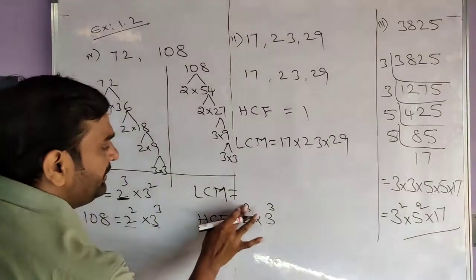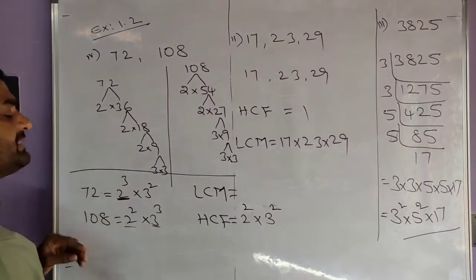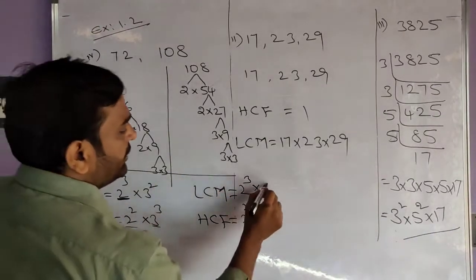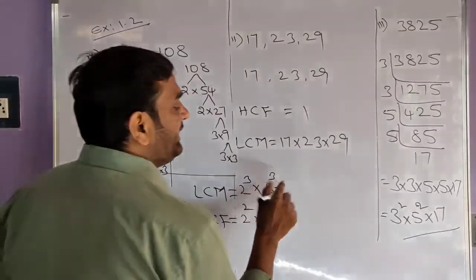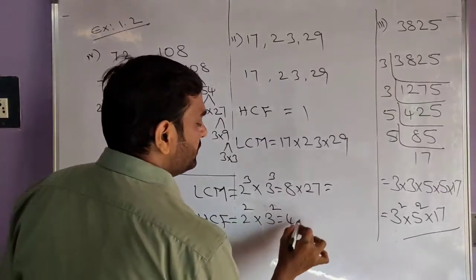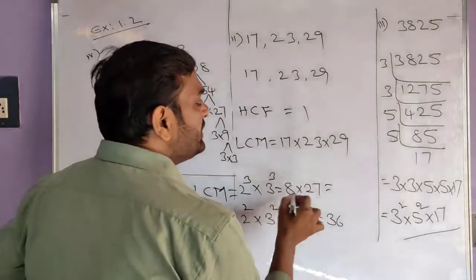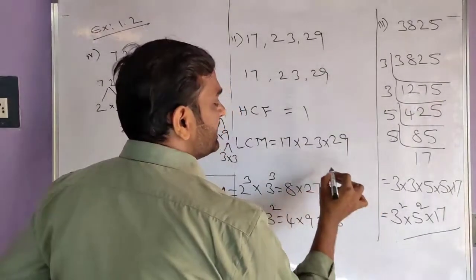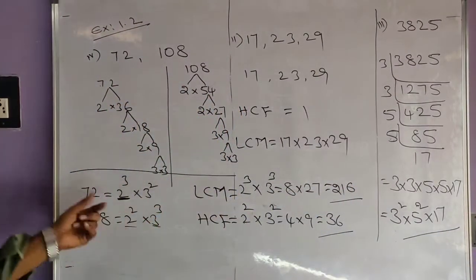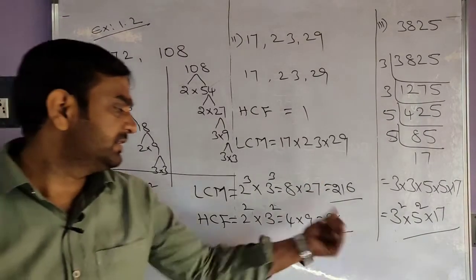For HCF, the lowest power: 2 square and 3 square. For LCM, the highest power: 2 cube and 3 cube. 2 cube is 8 into 3 cube is 27. 2 square is 4, 3 square is 9. 4 9s are 36. And 27 8s are 8 7 56, 8 2s are 16 plus 5 is 21, so 216. The LCM of 72 and 108 is 216, and the HCF of 72 and 108 is 36.